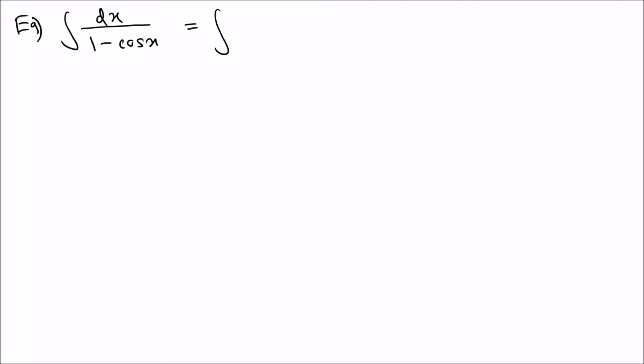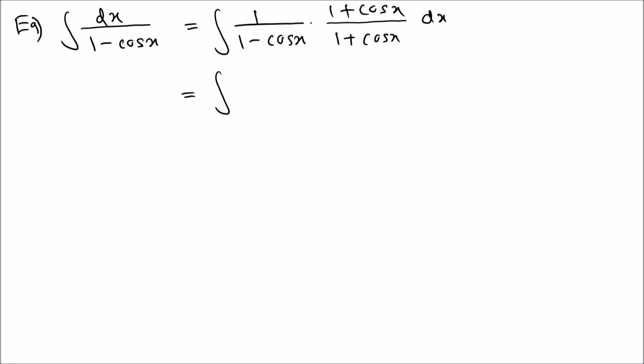So I'm going to isolate the term 1 minus cosine x. What we can do is multiply by the conjugate of that, which is 1 plus cosine x, top and bottom. So we're going to multiply by that and the dx. Now you can see this simplifies well. What happens is we're going to get 1 plus cosine x, and the bottom is simply going to be 1 minus cosine squared x dx.